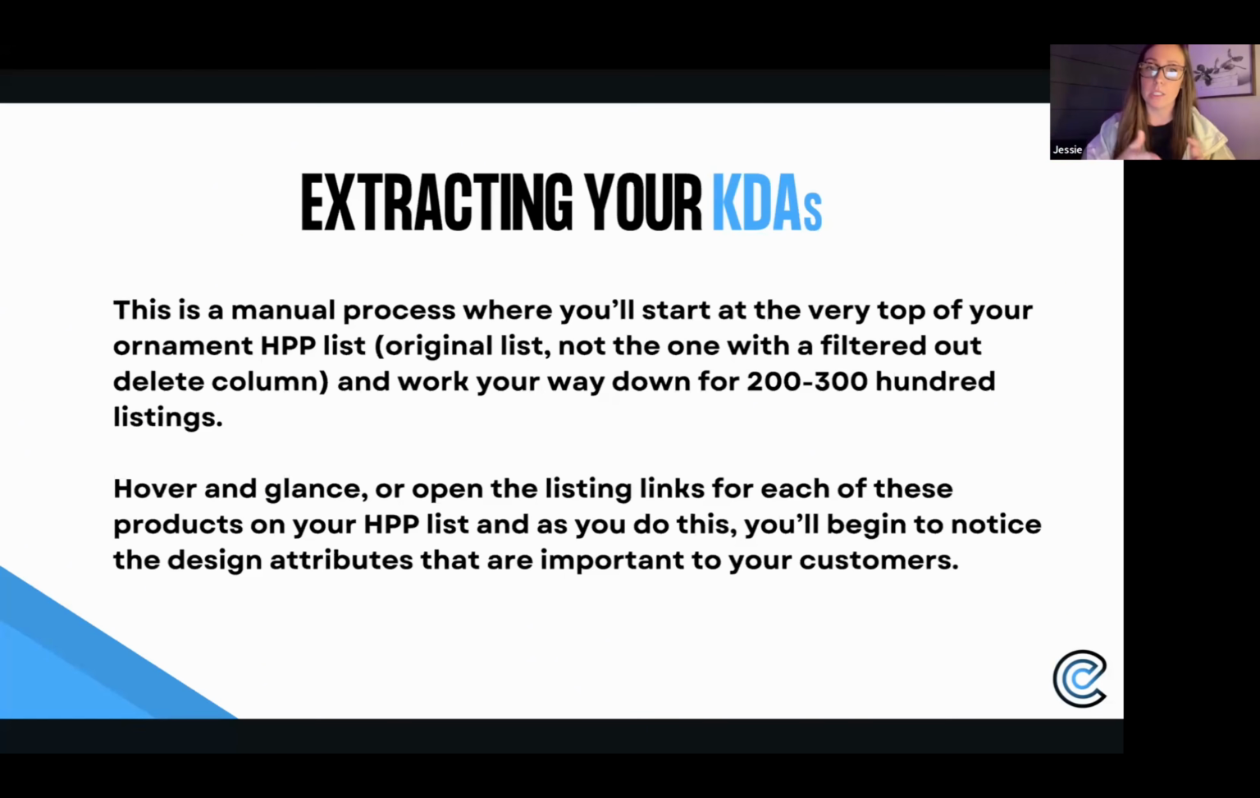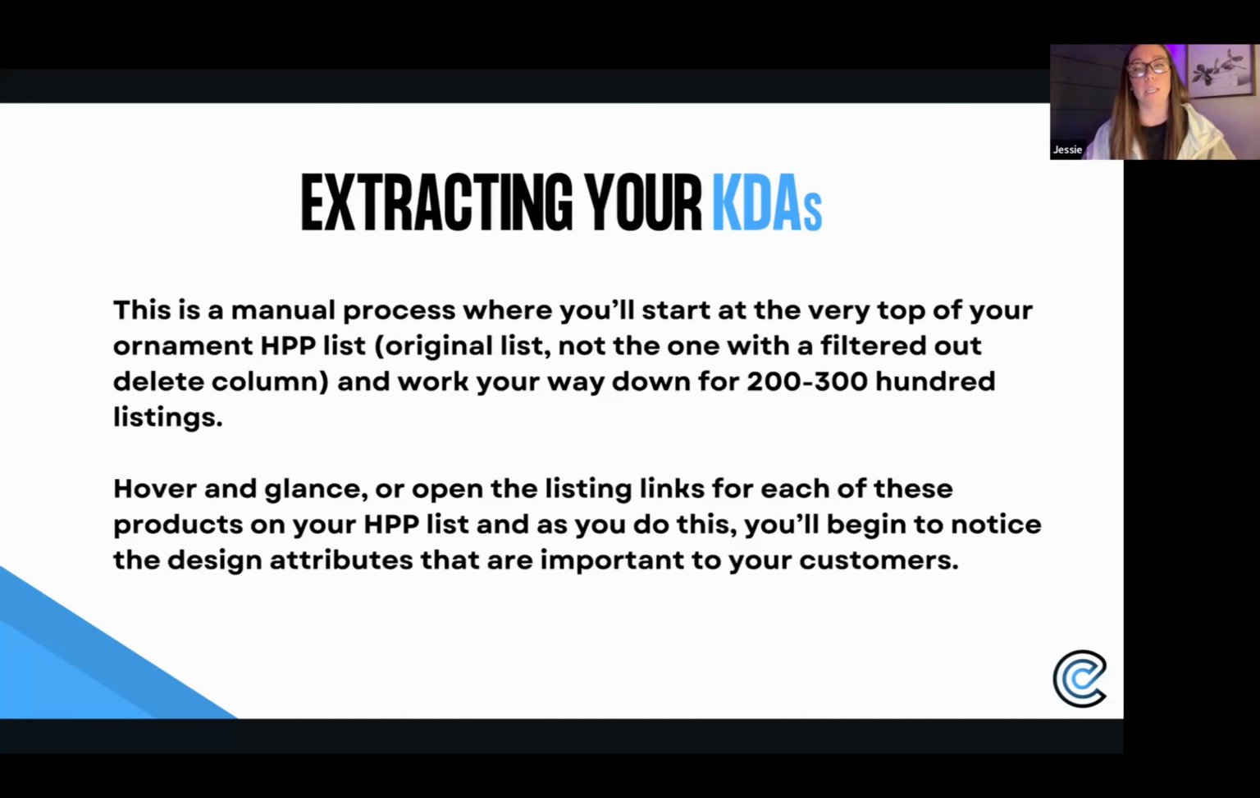Work with your original list, and work your way down through 200 or 300 of those top HPPs. Sometimes you can just hover over the product listing link and it'll show up, and you can just look and see what the key design attributes are. Or you might have to actually click into each one and open a new tab to look at it. Hover and glance, or open the listing links for each of these products on your HPP list.